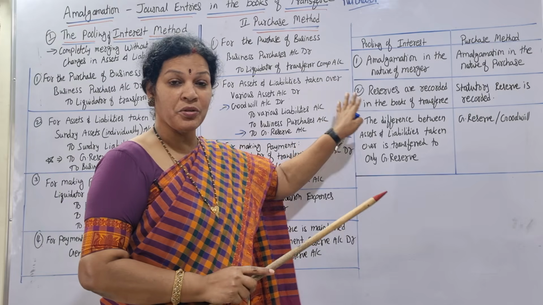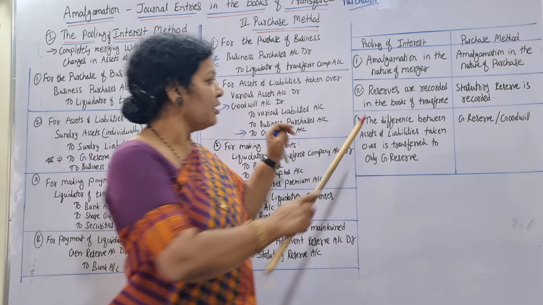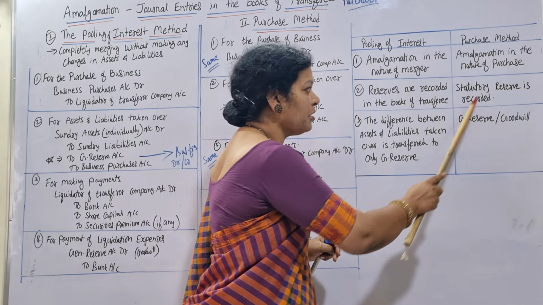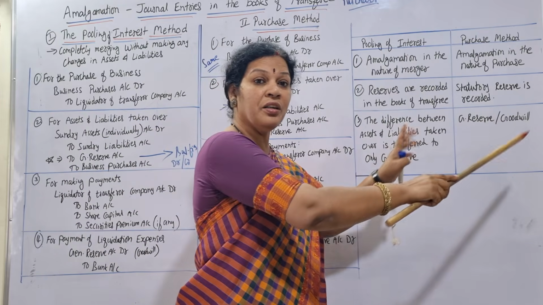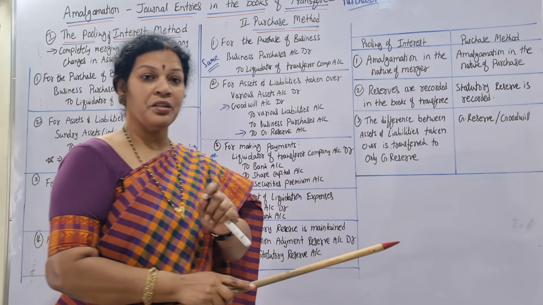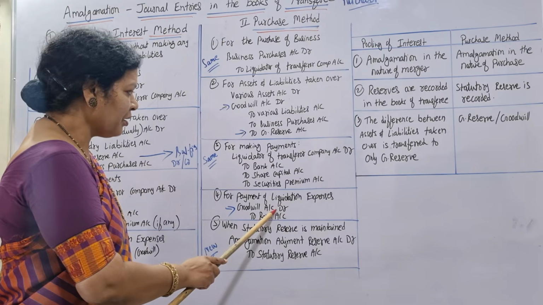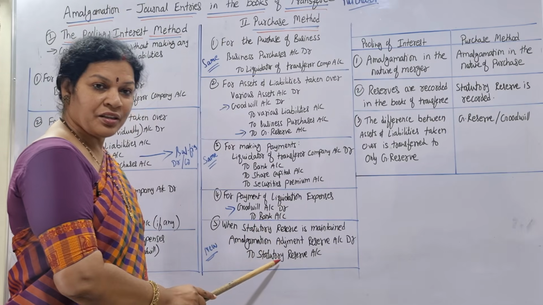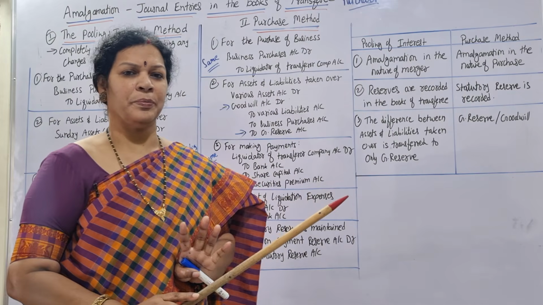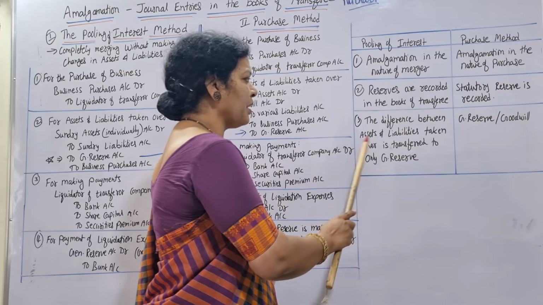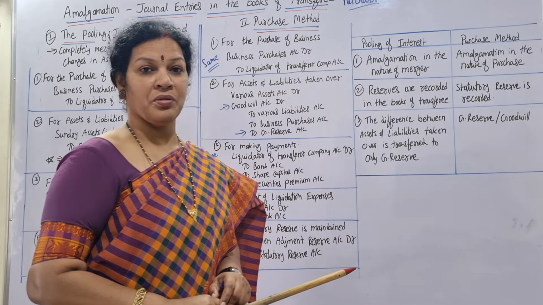The second difference is that reserves are recorded in the books of the transferee. If you see the transferee, reserves are recorded. Now here statutory reserve is recorded, normal reserve is recorded, and also statutory reserve is recorded here, this one. Now here we are not saying reserve, only at this point statutory reserve is recorded. Now here normal reserve is also recorded.